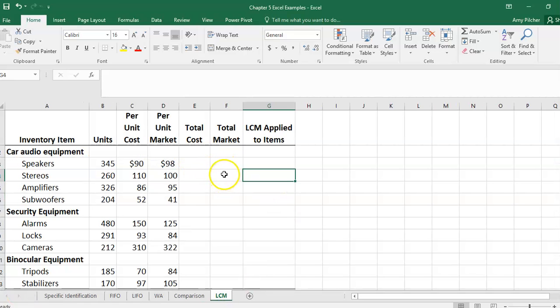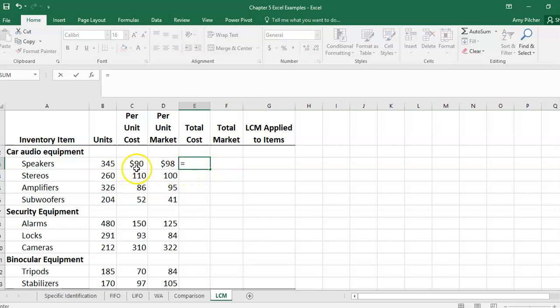Our last example for Chapter 5 is a lower of cost or market. When a business has inventory whose market value has moved below its original cost, which means that they would no longer be able to sell it at a profit, but they would take a loss on it, they are able to write down their inventory to the lower of their cost or market price. So we have a business here that has done the analysis of their market cost versus their per unit cost. And what we want to do is figure out what's the lowest, the cost or the market value.